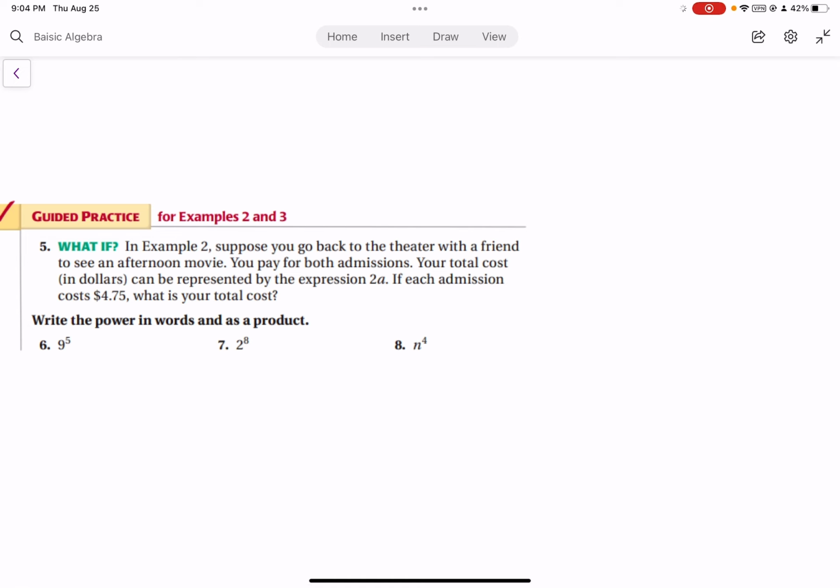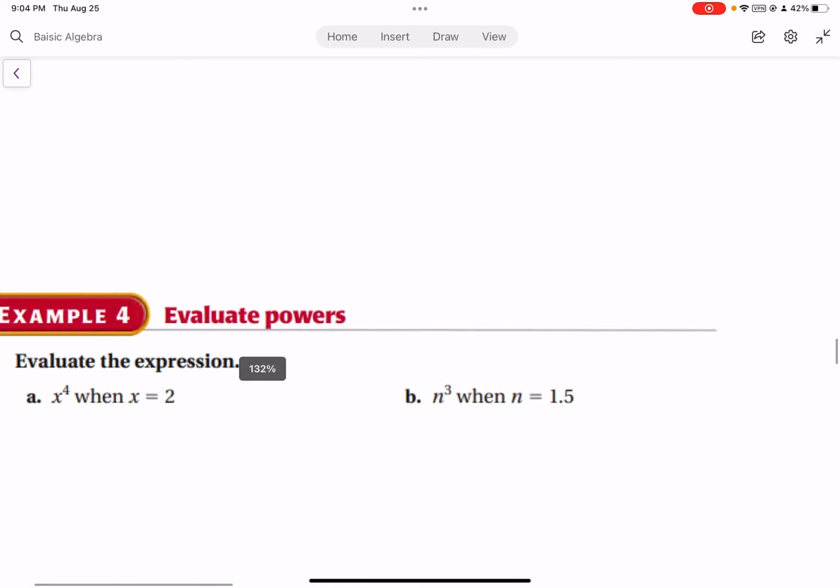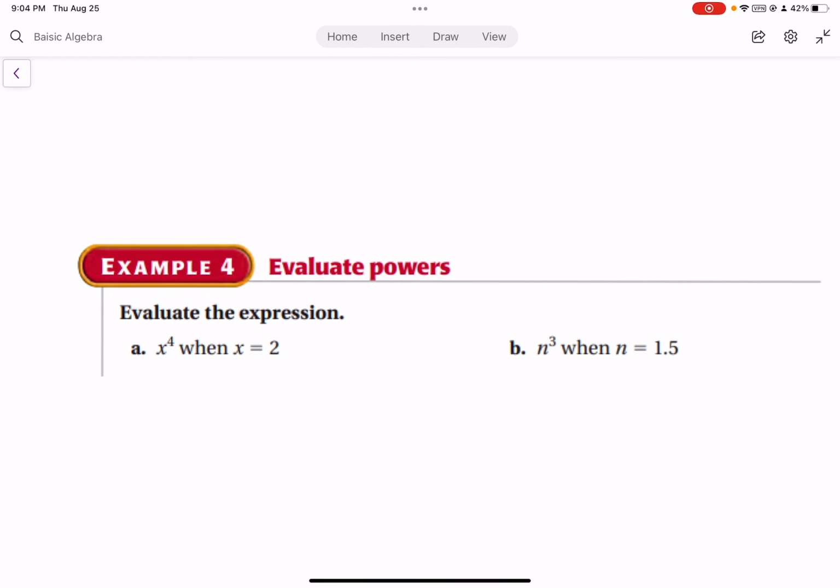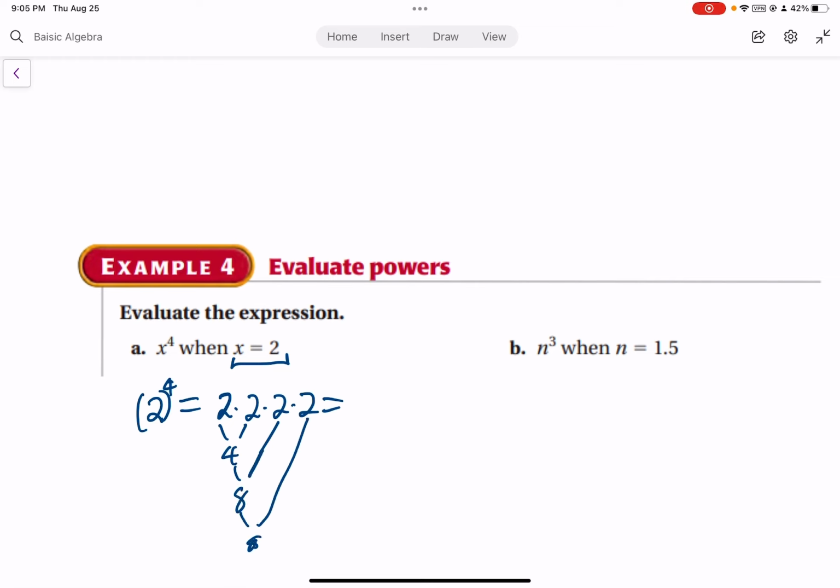Some more guided practice. Once again, you can do those and come show them to me one day in class. We're going to evaluate some expressions now. Well, just like before, x is equal to 2. So all we've got to do is plug in 2 for x. Well, 2 is raised to that 4th power. We talked about how this would be set up as a product, 2 times 2 times 2 times 2. One easy way to show this is 2 times 2 is 4. We take 2 times 4 to get 8. 2 times 8 gives me 16. So my final answer is 16.